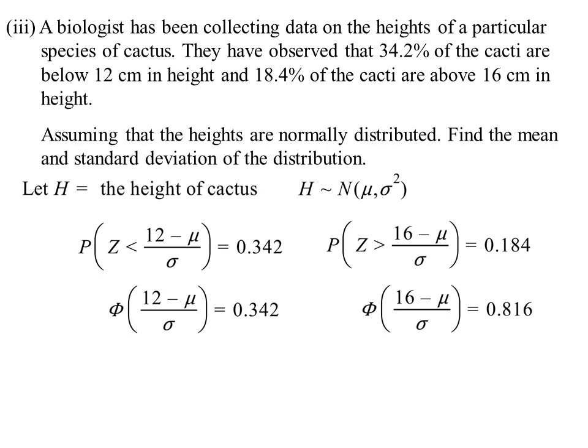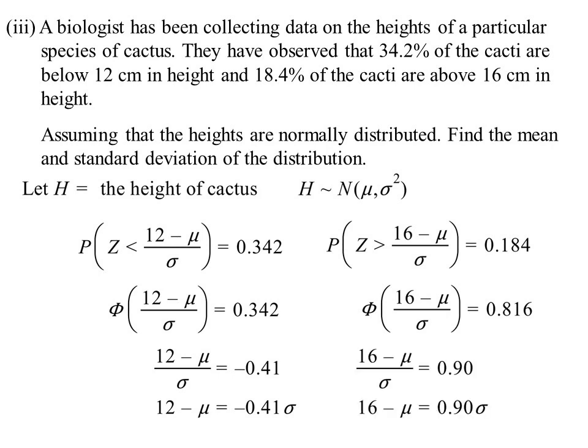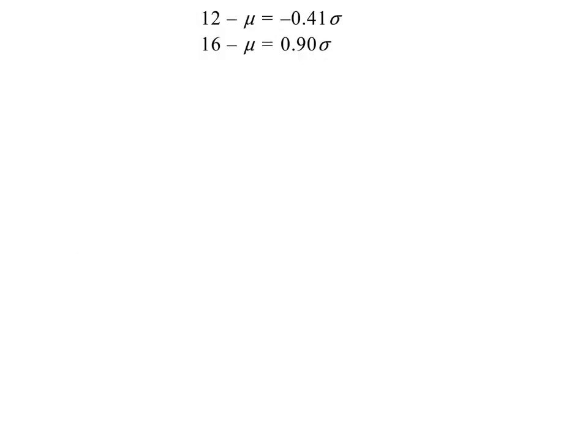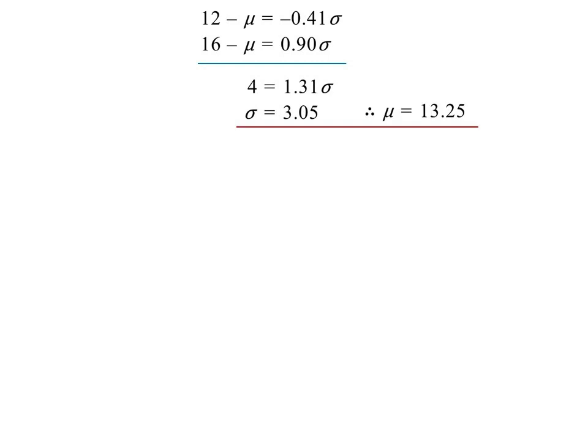Again, we just go through, find the appropriate number or the closest to it that we can find, and we'll come up with the first one, negative 0.41, and the second one, 0.9. I now have two equations and two pronumerals that I want to find, simultaneous equations. We should be able to find our answer. Nicely, they're both minus mu, so that'll cancel. And we get a deviation of 3.05. Sub it back in, and we get an average of 13.25.